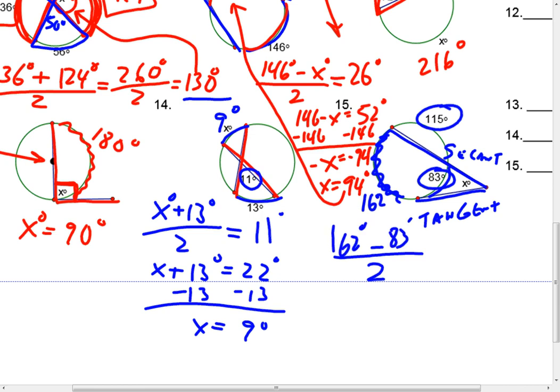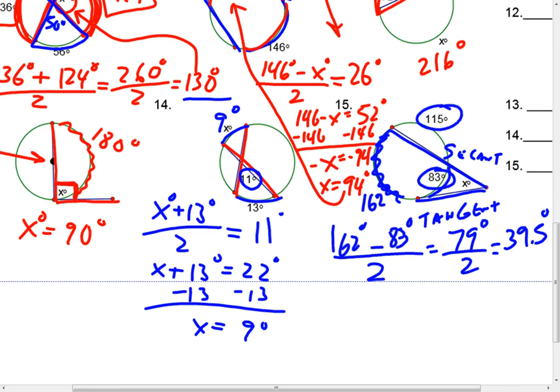162, subtract the 83. What is that? 79. Divided by 2. 39.5. My arithmetic correct? It's okay if you get decimals. 83, 115, that is 198. That leaves me with 162. Subtract 79. Divide by 2, 39.